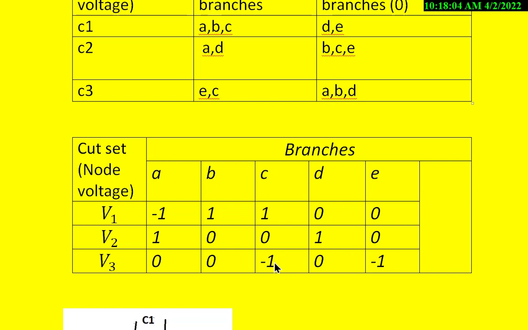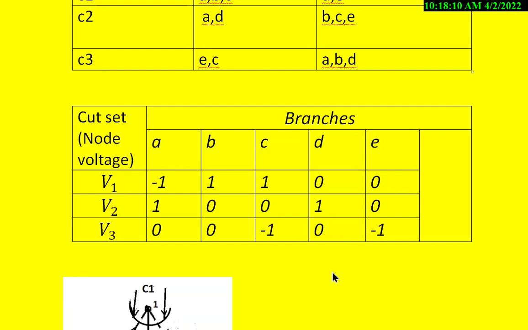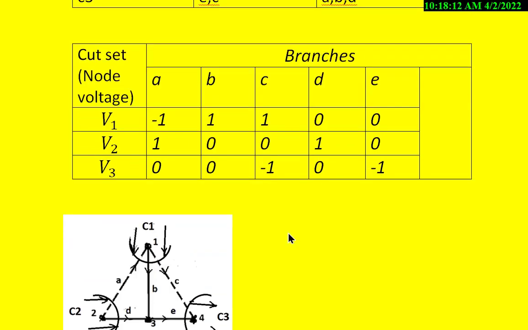C will get the minus 1 and E get the minus 1, and the rest of the elements will get the zeros. So this is the Cutset matrix for this graph with these cut sets. The Cutset matrix indicates the relation between the node voltages and branch voltages.